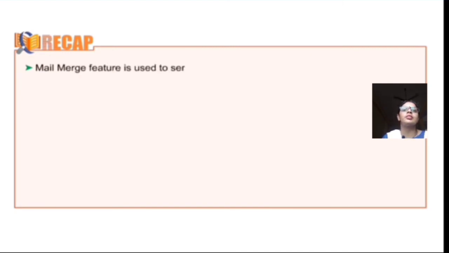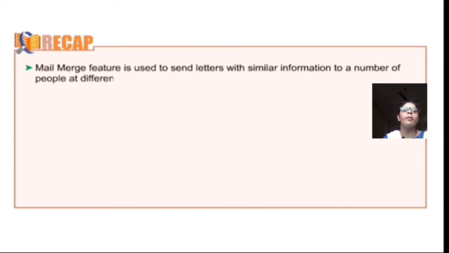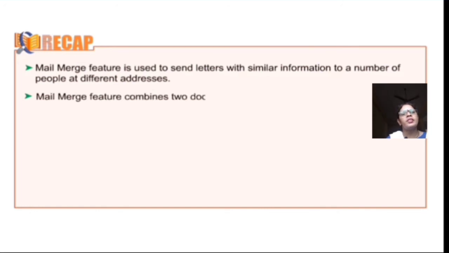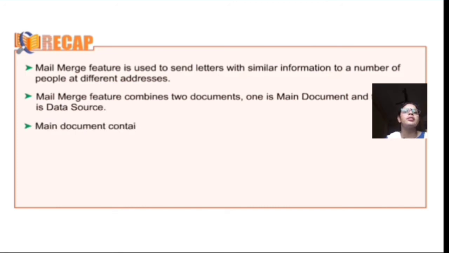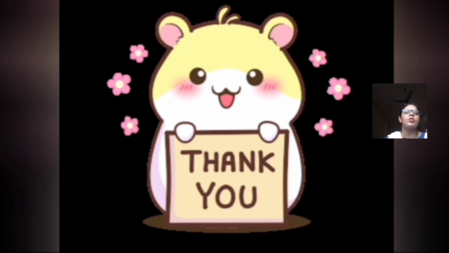Firstly, we discuss the mail merge feature, which is used to send a letter with similar information to a number of people at different addresses. Means we can send our main document to different addresses. The mail merge feature combines two documents: one is the main document and the other is a recipient list or data source, you can say. And third is a mail document containing the text you wish to send to all recipients. So I hope you understand.